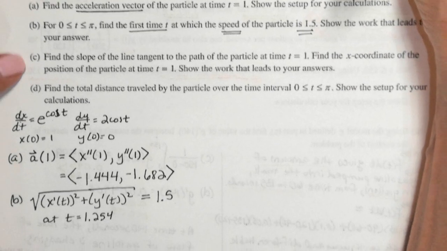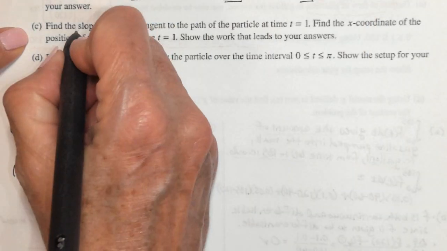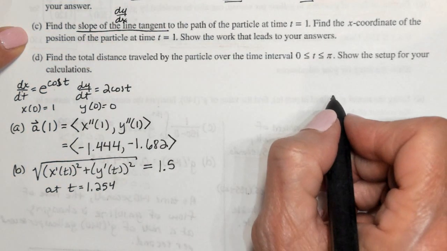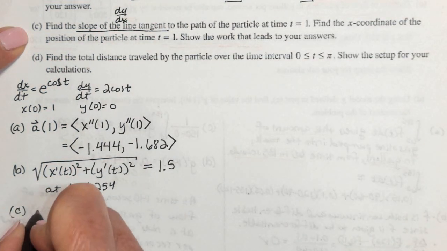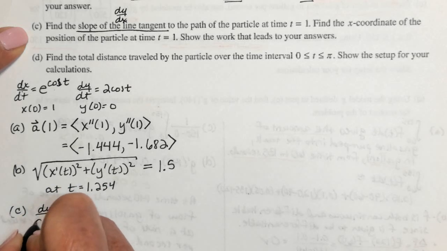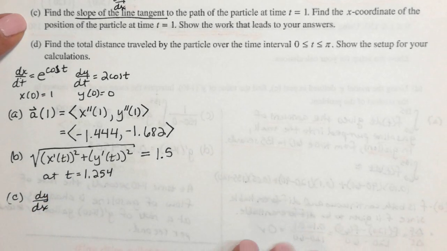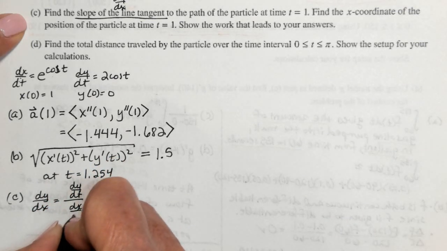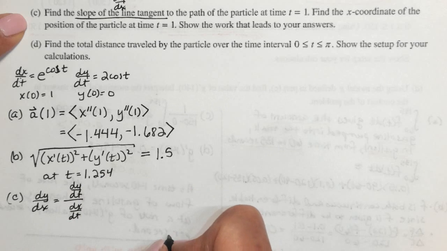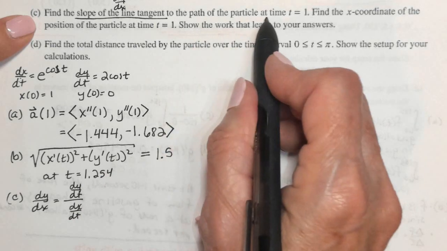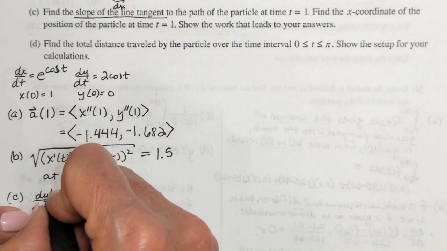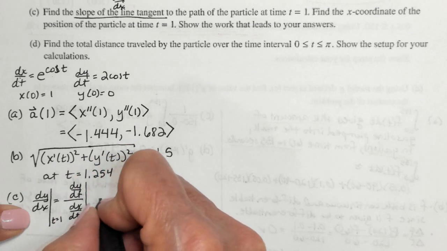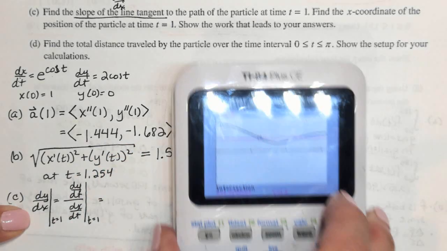So part B is done. Part C, find the slope of the line tangent, that is dy/dx. So dy/dx is dy/dt over dx/dt in parametrics. We want to find the slope of the line tangent at time 1. I want time to be 1, and I'm going to let my calculator go do the rest.